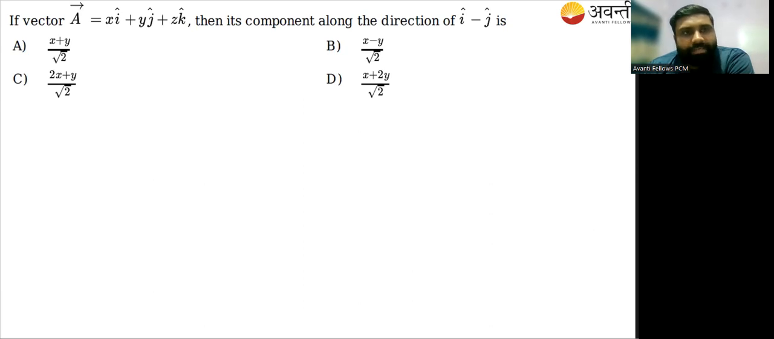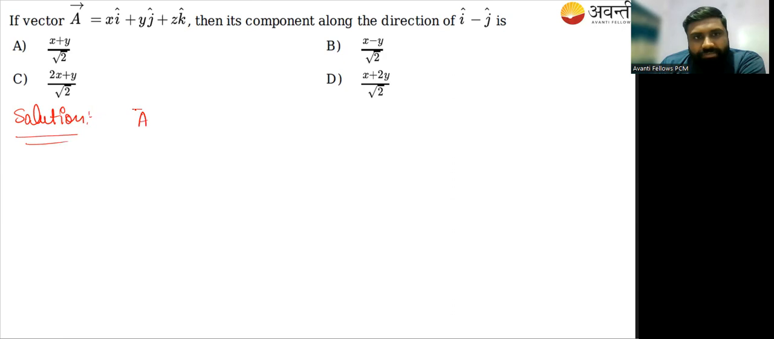If vector A equals x i cap, y j cap plus z k cap, then its component along the direction of i cap minus j cap. Okay. So this is a kind of important question and frequently asked. Easy question, you can say. So now let us try to solve it.